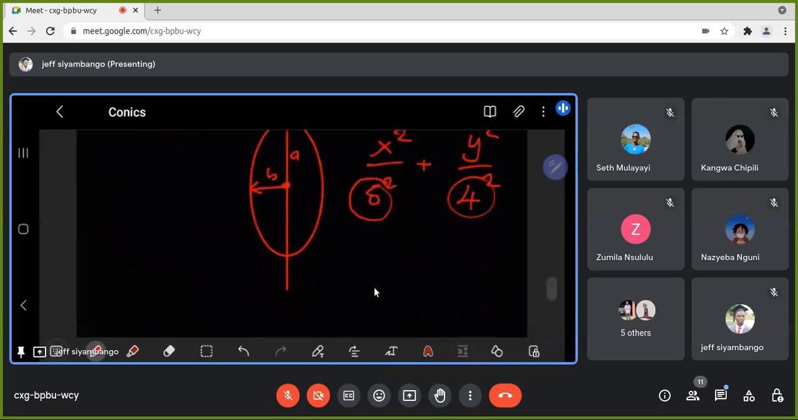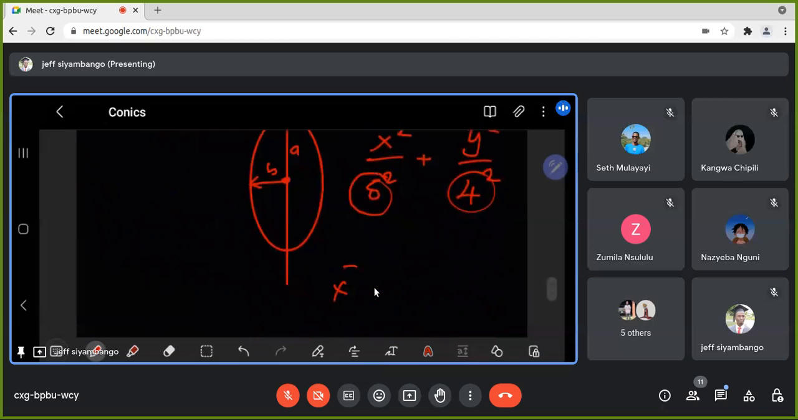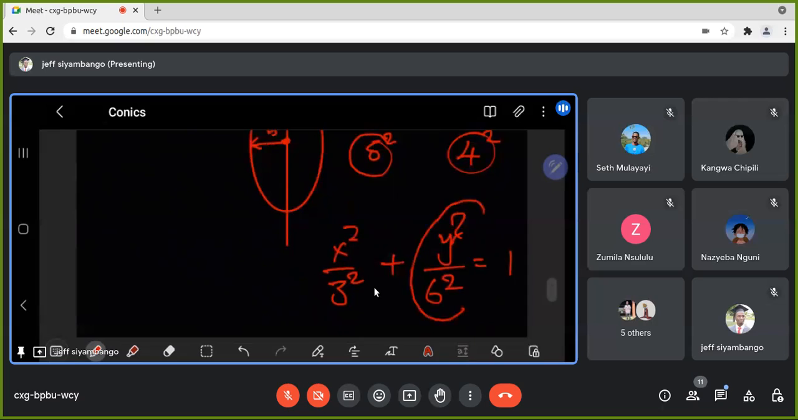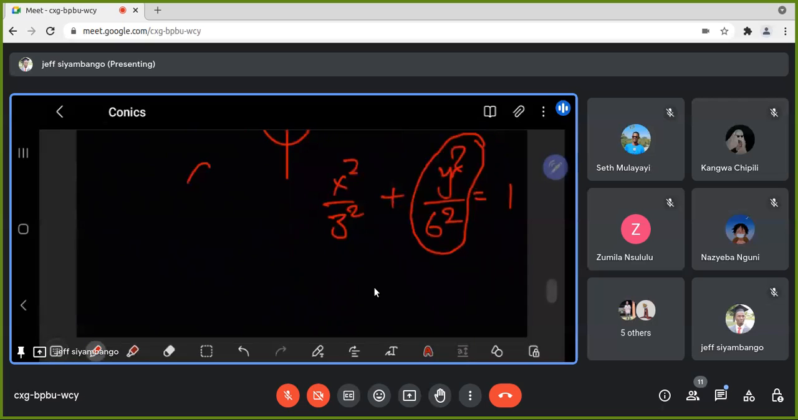But if you had something like x squared over, let's say, 3 squared, plus y squared over, let's say, 6 squared, is equal to 1, clearly here the big number is associated with y. In other words, you have an ellipse whose major measure is on the y-axis. So this is what you'd have here.